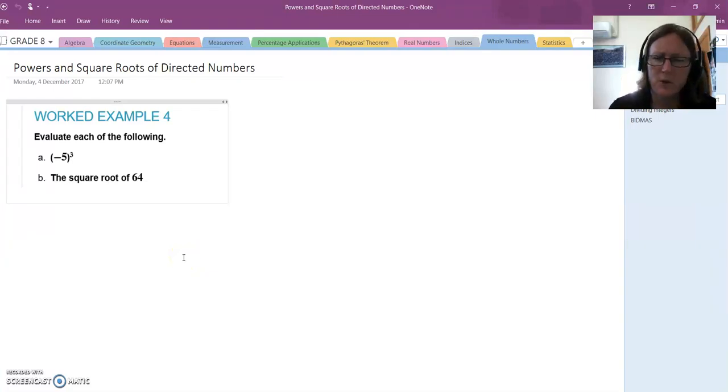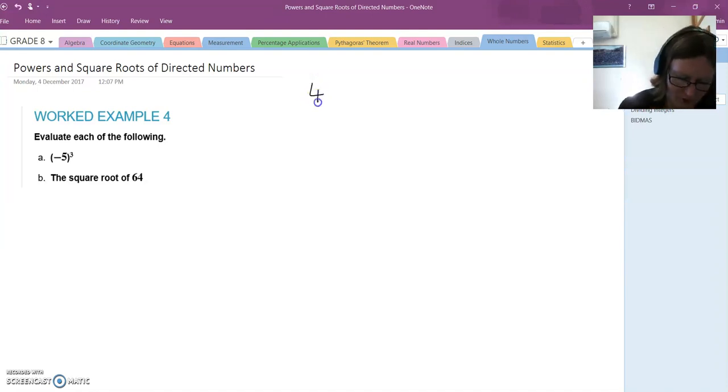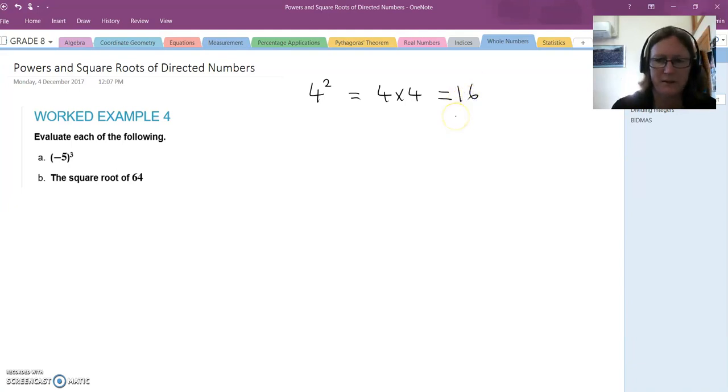So let's look at powers and square roots of directed numbers. Before we look at worked example 4, I'll do a couple of other examples. If I have 4 squared, that means 4 times 4. As a basic numeral, that is 16.